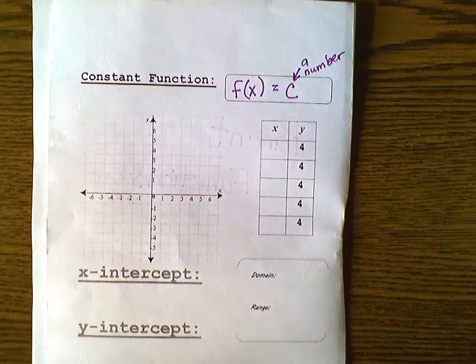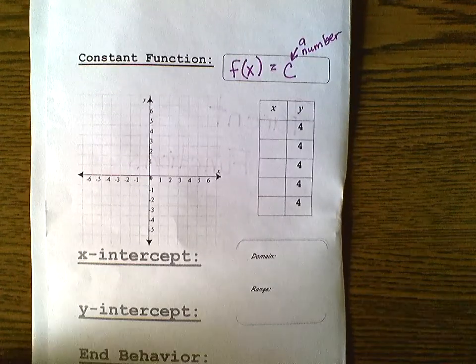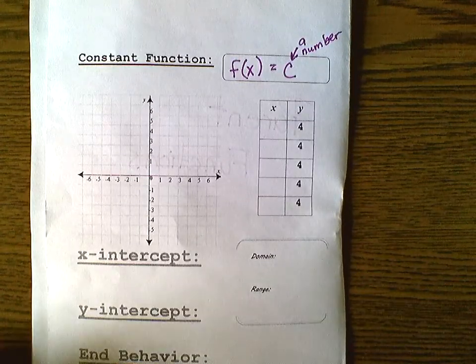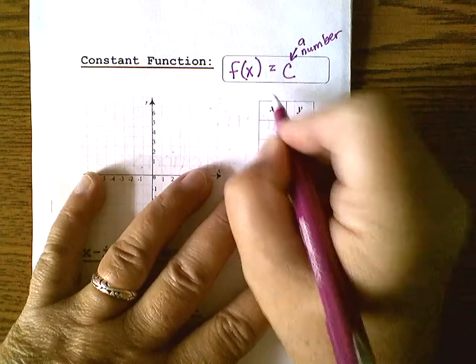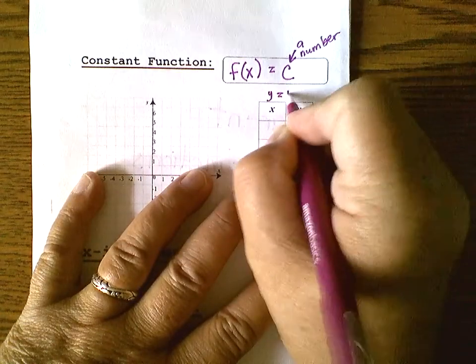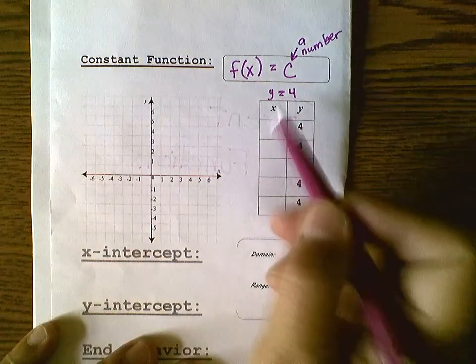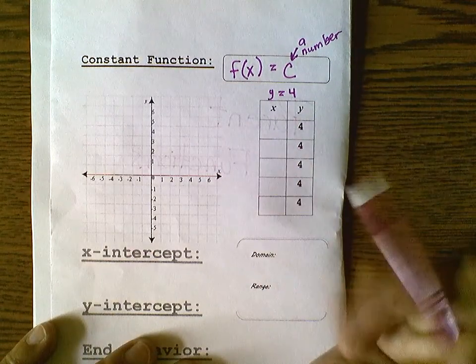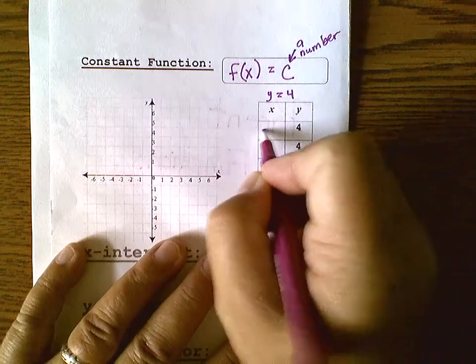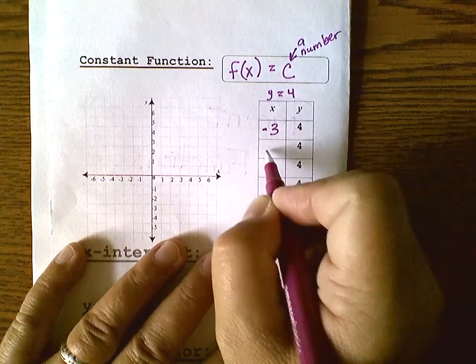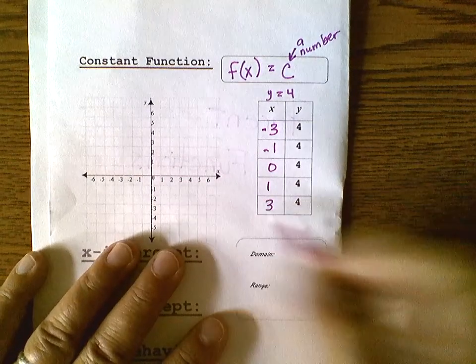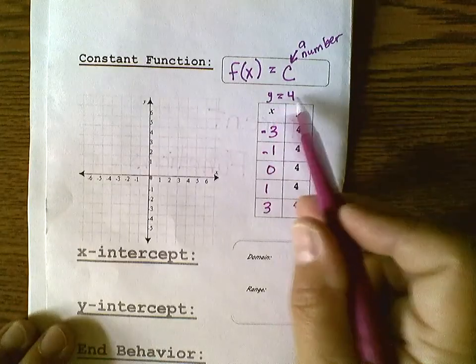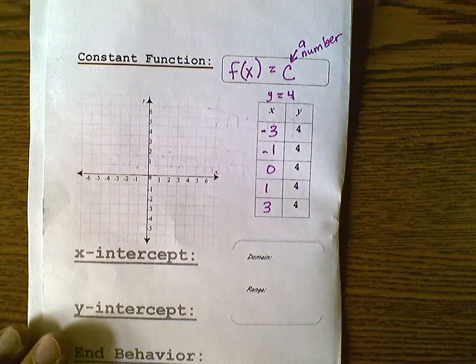So for the example constant function, I have picked 4 to be our constant. So this is for y equals 4. And what that means is when y is 4, well, it doesn't matter what x is. So x could be -3, -1, 0. I'm just thinking of random numbers. It doesn't matter what x is. Y is always going to be 4.